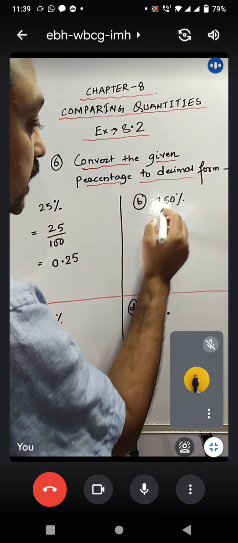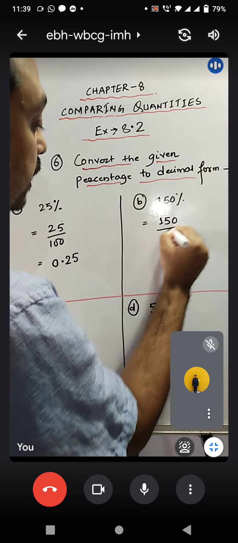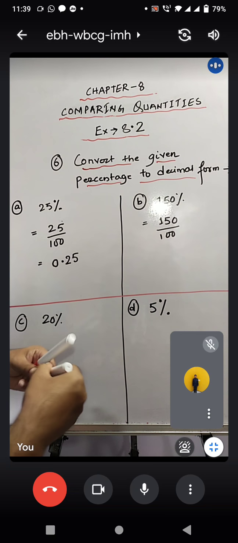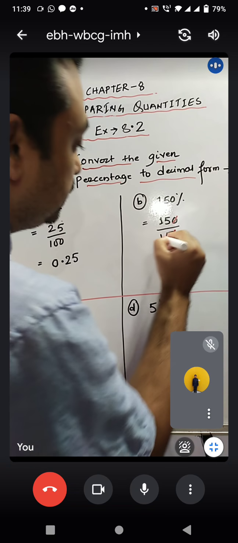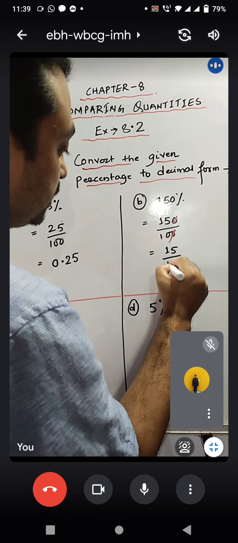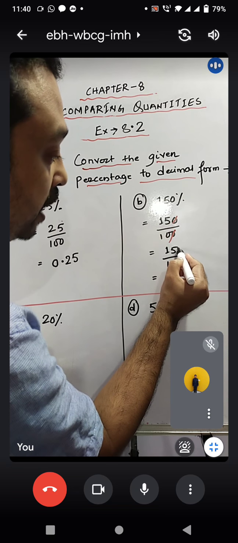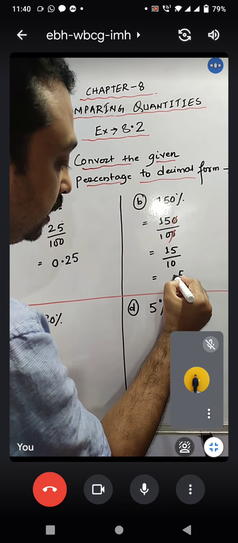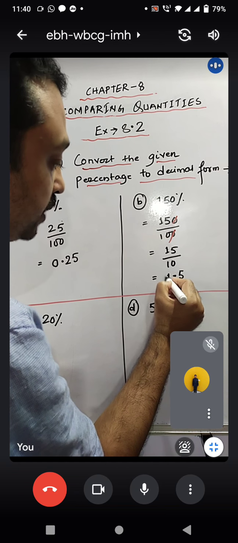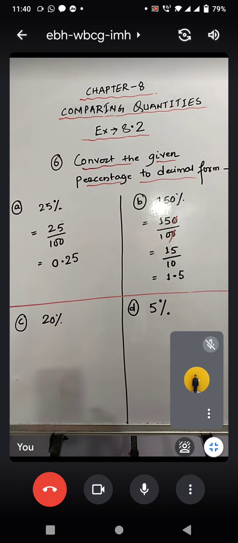Now same way we will do this. 150% can be written as 150 by 100. If you want, you can cancel these two zeros. Now again you can write the fractional form as 15 by 10. We have only one zero, so after one digit we'll put the point, so 5, then we'll put the decimal. On the left-hand side of the decimal we have 1, so your required answer is 1.5.